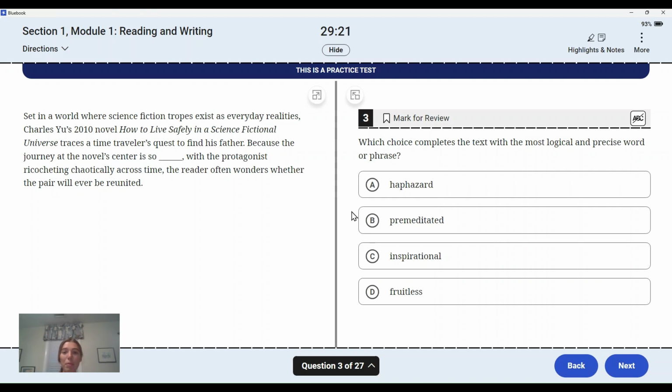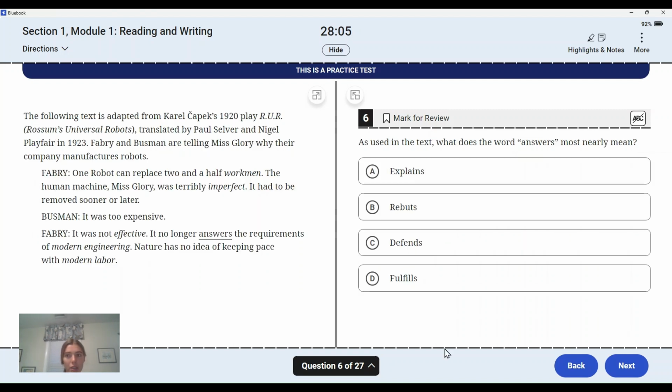Premeditated is kind of the opposite of what we're looking for. It means it's well thought out and planned. Inspirational is not really what we're going for, or he's not being inspired. This novel doesn't seem to indicate that it's inspiring. And then fruitless, nothing seems to be indicated in this novel that it's fruitless, that there's no worth in it. So haphazard is definitely going to be our answer here.